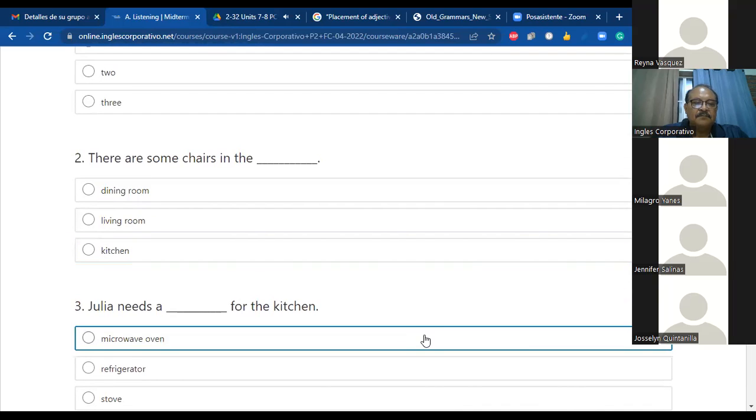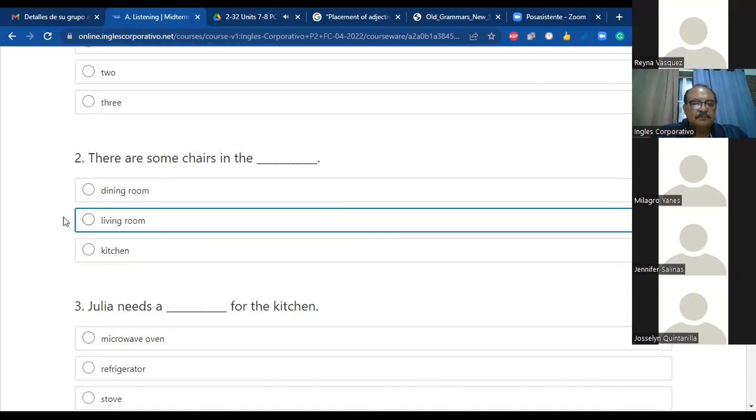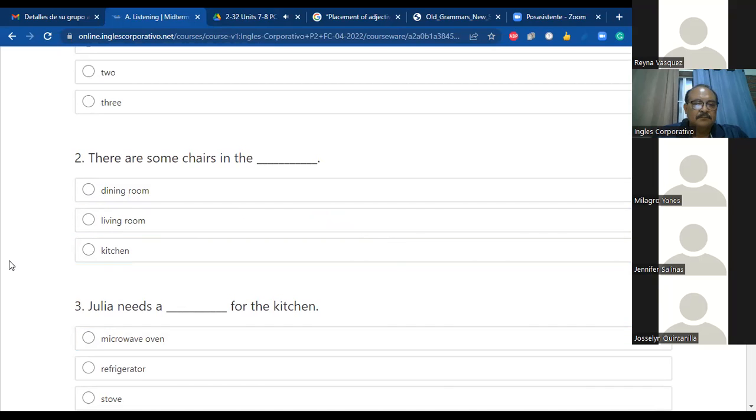Yeah, I really love the house. But I need some furniture. What do you need? I need some things for the kitchen and the living room. What's in your living room now? Well, there are some chairs, but there isn't a sofa.